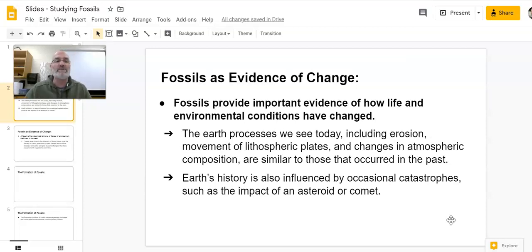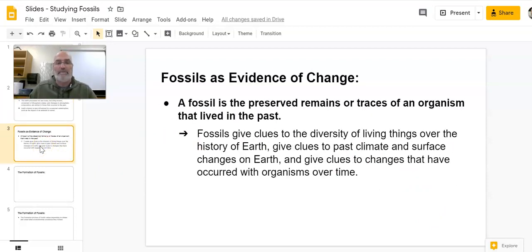You guys know the surface of the Earth and our climate has changed over the course of millions of years multiple times. So how do we learn more about what those changes were and the impact that those changes had on the plants and animals on Earth? Well, the answer is we start looking at the fossilized remains of those plants and animals, and we see how they've changed over time.